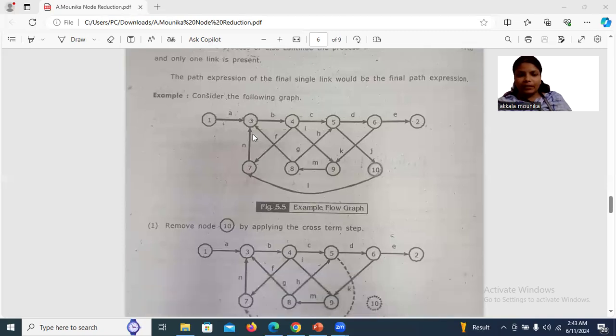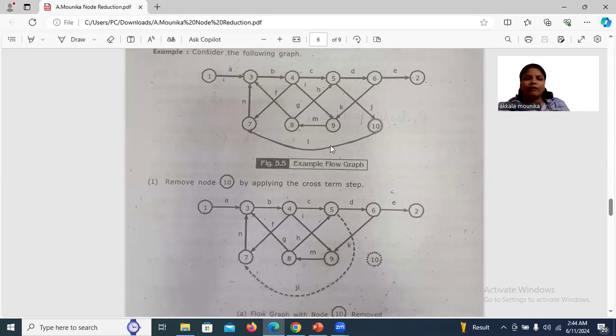So see, consider the example here. 1, 3, 4, 5, 6, 2, 7, 8, 9, 10. These are the nodes we are taking in this example. So see here, the entry node is 1, the exit node is 2. Here, we need to eliminate all these intermediate nodes. Totally 8 nodes are there. So, one by one, we have to remove the nodes.